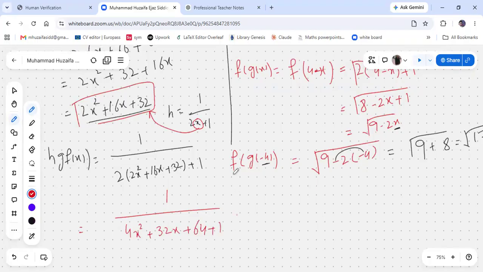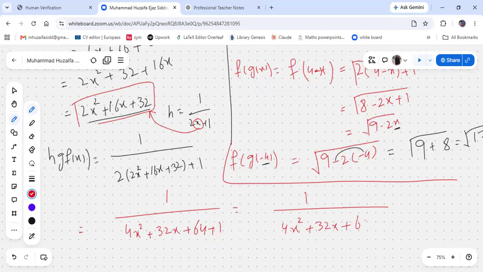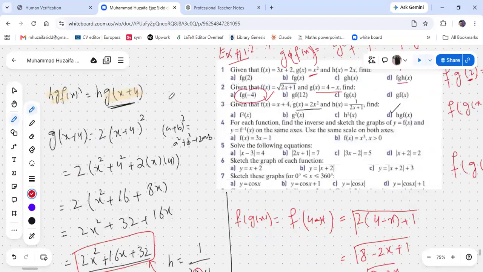So on behalf of this one, we are writing 4 of x here. This is 32 of x. So this is our 65. Okay. So any confusion regarding this problem? No, sir, no confusion. Okay.